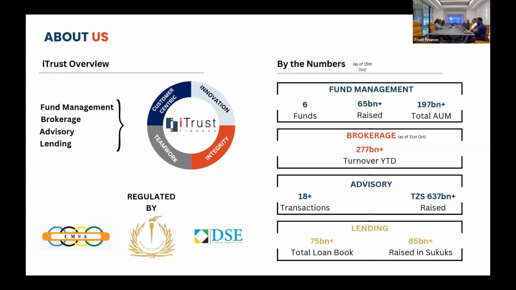Now, to break down all these service lines, in our fund management space, we have 6 different funds that we manage, namely iCash, iIncome, iSave, iGrowth, Iman Fund, which is the Islamic fund, and iDollar, which is a dollar fund. Collectively, we have a total asset under management of 197 billion year to date.